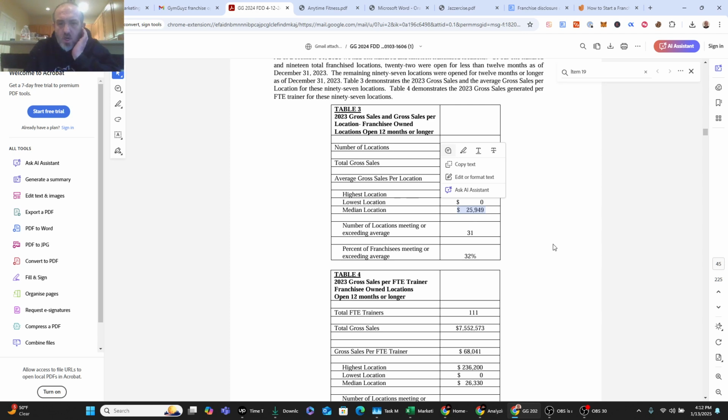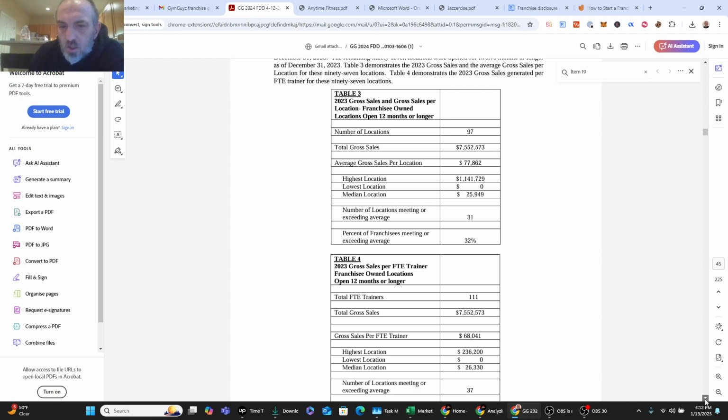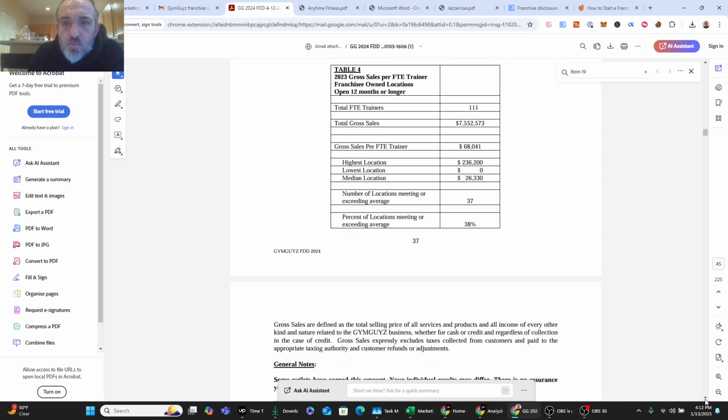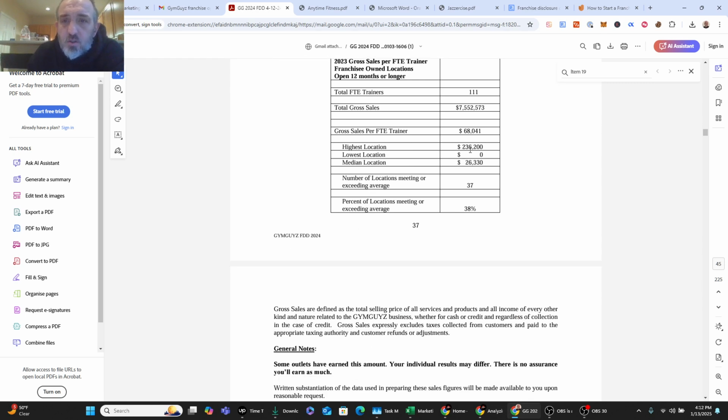Ouch. And it shows these numbers there too. So there's a huge discrepancy there between what the corporate location and what the franchise locations do.